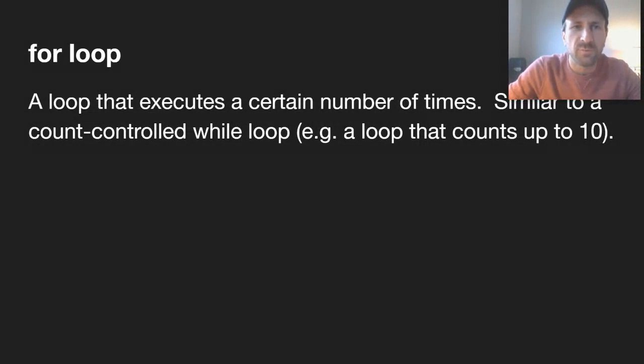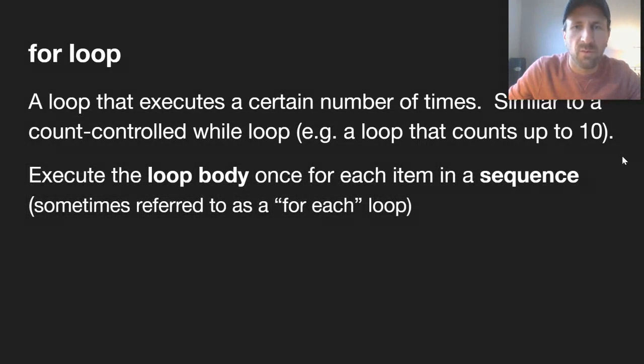So a for loop can execute a certain number of times. It's similar to the count controlled while loops that we did, where we had just a while loop with a count variable that incremented and counted up to a certain number. So, for example, we counted up to 10 with a while loop. And a for loop will execute the loop body for every item in a sequence. And that's why sometimes it's referred to as a for each loop.